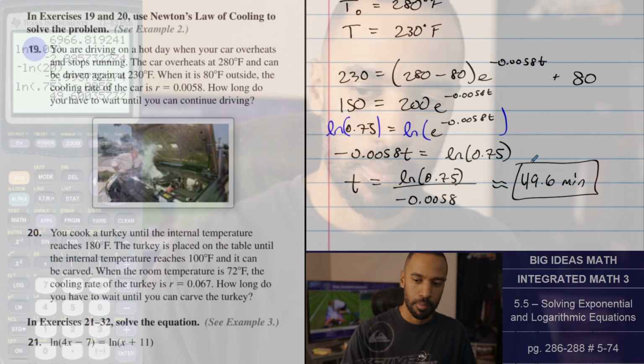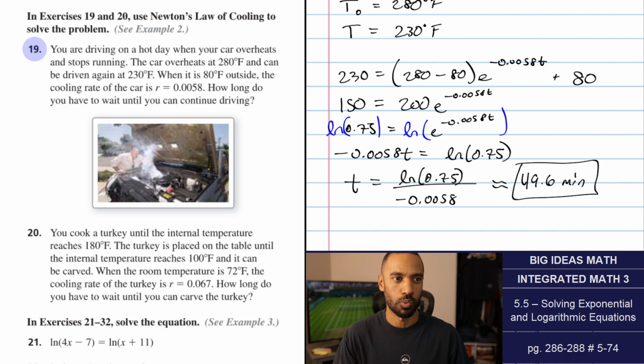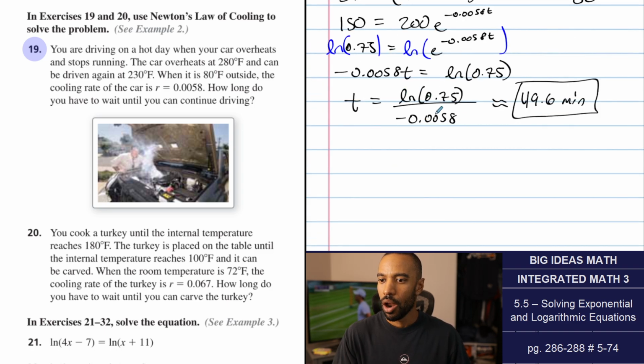49.6 minutes, less than an hour. At least it's not something like 60 days. I'm understanding the concept of the answer: we need to cool it down a little bit. 80 degrees is pretty warm, but 50 minutes will do. All right, let's go to number 20.